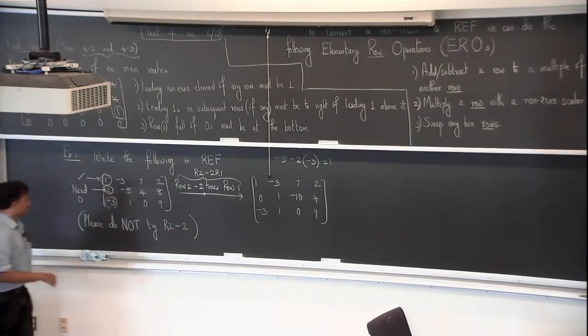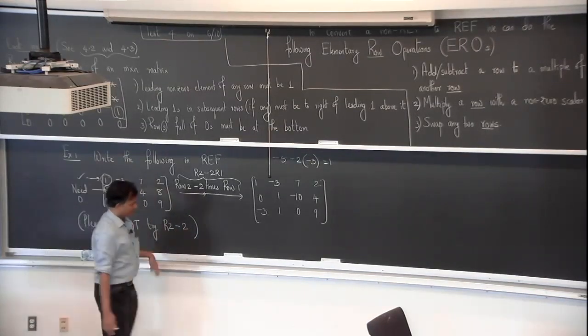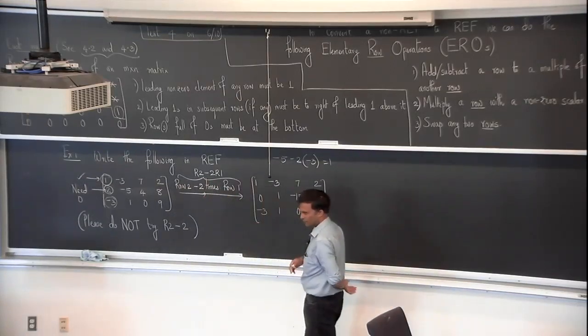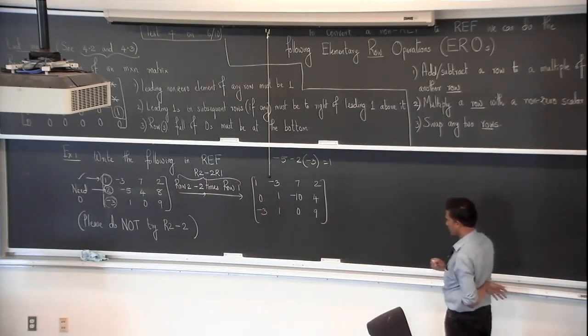Maybe this is obvious, but just in case you were thinking, oh, we don't have to do this, just subtract 2 from the second row. That's not nice, or that's not correct. Okay.